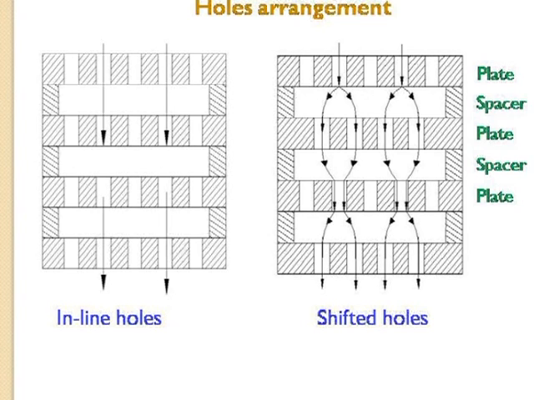Now this is another aspect of the matrix heat exchanger, that is, you can have the perforations in line. That means one perforation in one plate is matching with the perforation of the other plate, like that, inline holes. And if they do not match, if the holes are offset, we call it shifted holes or offset holes.